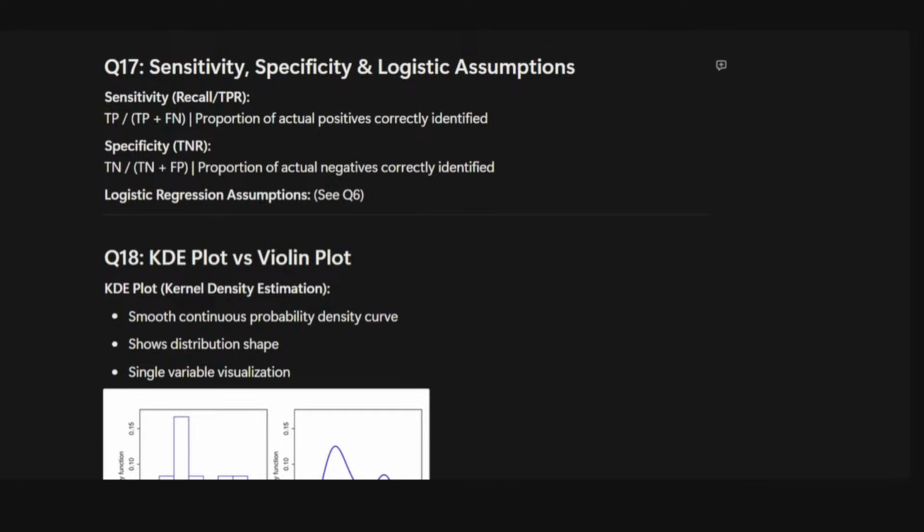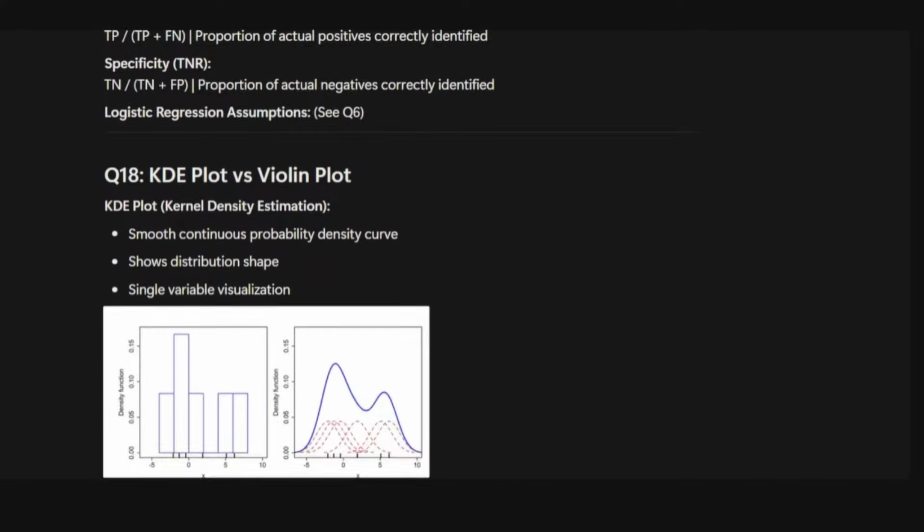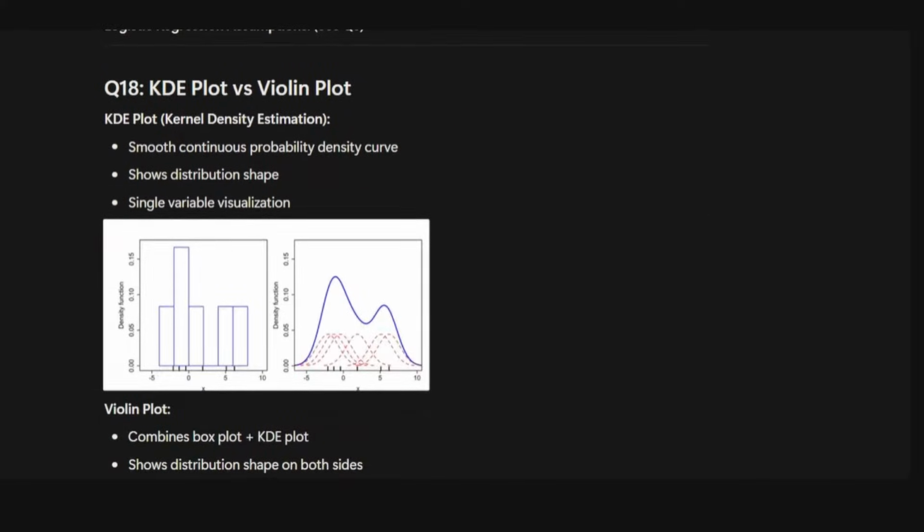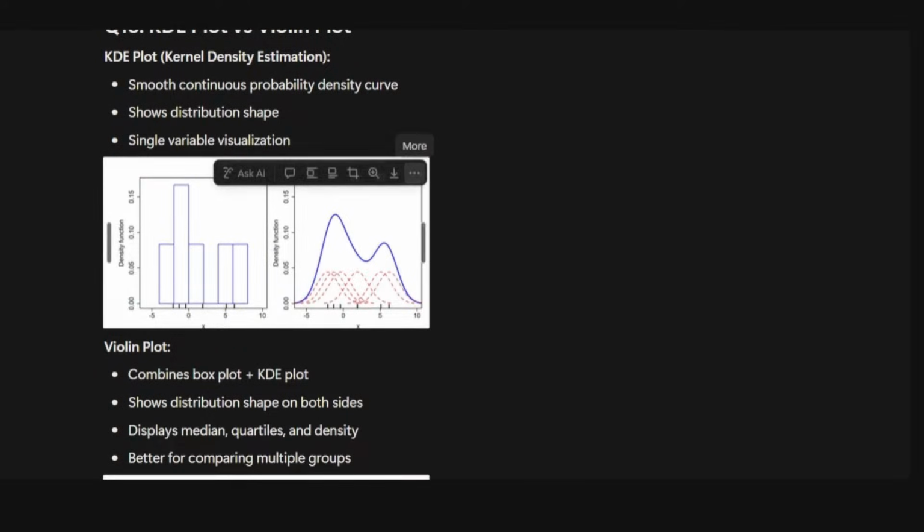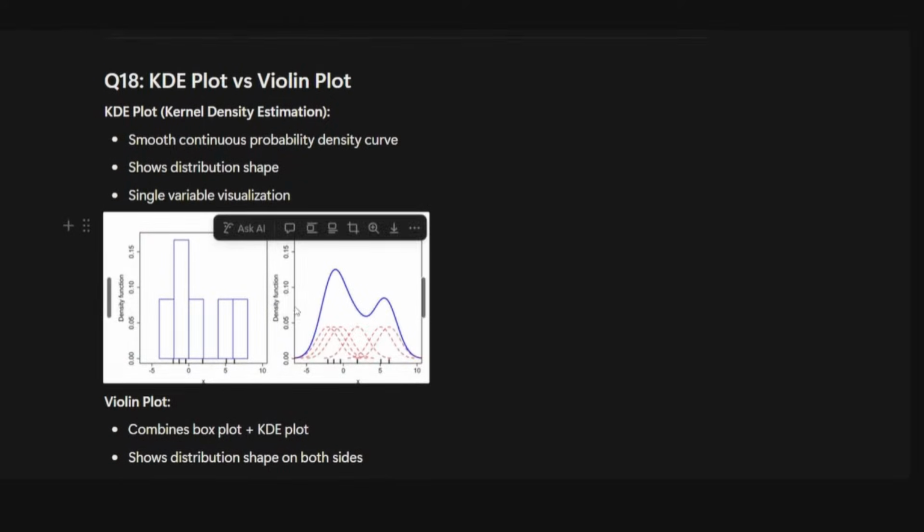So writing that again, you will get 4 marks. The last question is basically differentiating between your KDE plot and violin plot for a total of 4 marks. Now your KDE plot, draw this particular diagram where you can see that it is almost like a histogram function being represented as a smooth, continuous probability density curve.